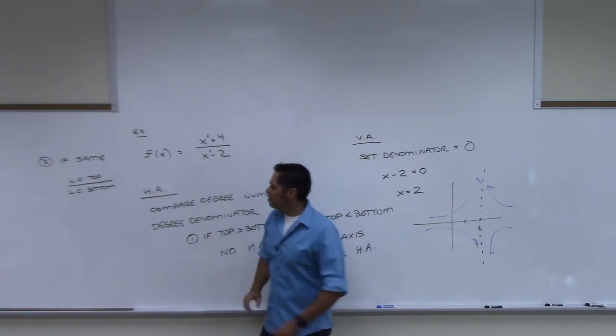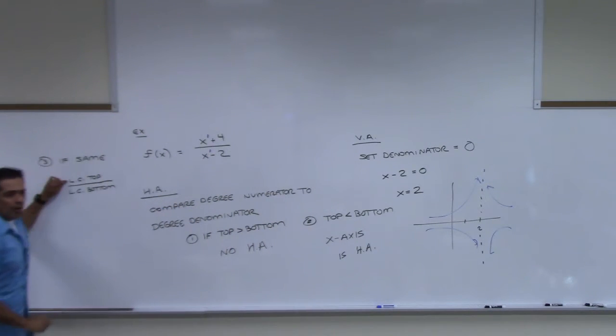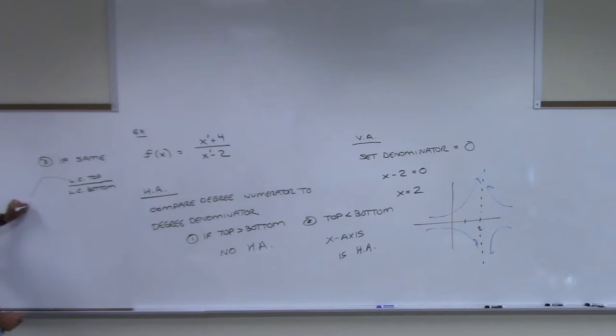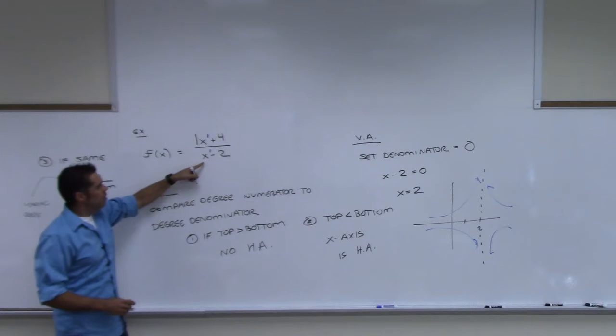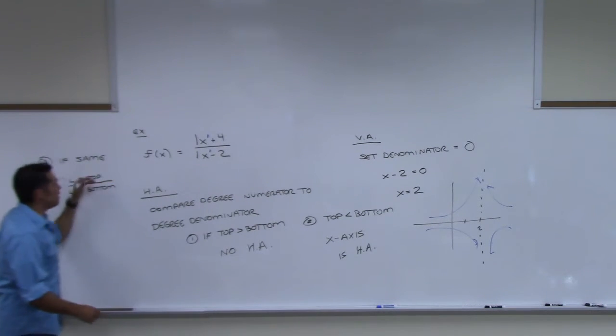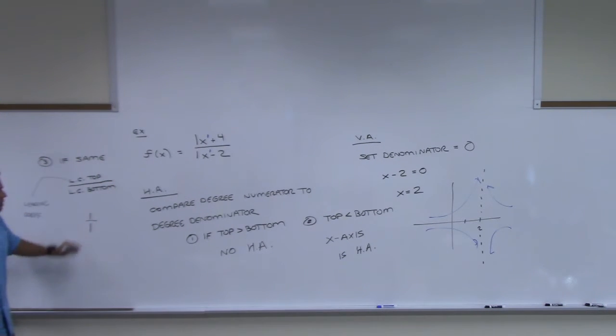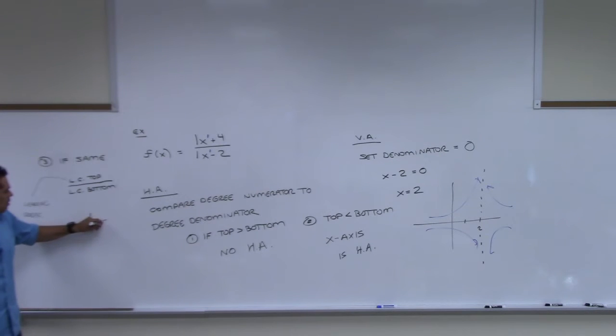In this case, we're supposed to take the leading coefficient. I should probably tell you that means leading coefficient. We've already talked about leading coefficients, though. What is the leading coefficient of the top one? 1, right? What's the leading coefficient of the bottom one? 1. I'm supposed to create a fraction out of those. 1 over 1. 1 over 1 is 1.